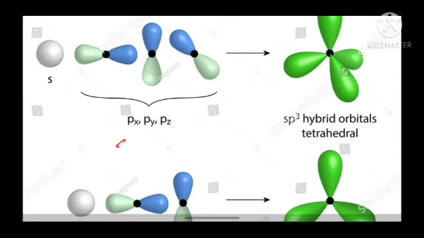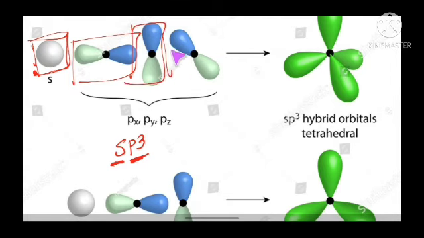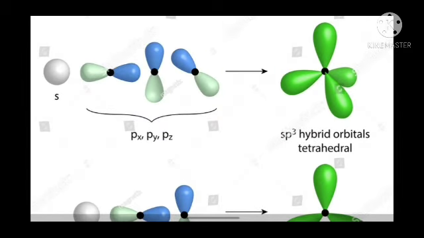In order to create sp3 orbitals, you can tell from the name itself and come up with the answer. You need one s orbital and 3p orbitals. You see here, you need one s orbital and 3p orbitals. That's how you create sp3 hybrid orbitals, and this is the shape of the sp3 hybrid orbitals.